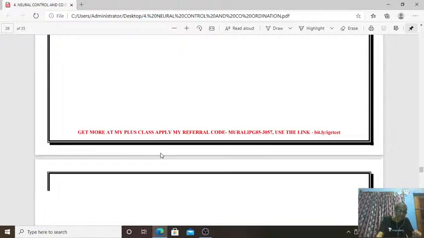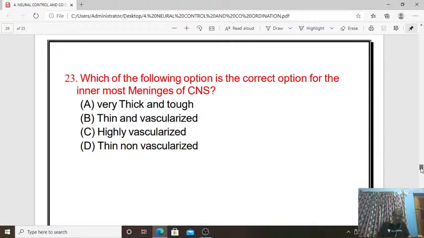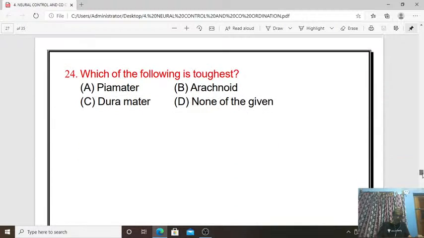For the 23rd question, B is the right answer. It's not A, okay, Mahi. It is B for the 23rd question.